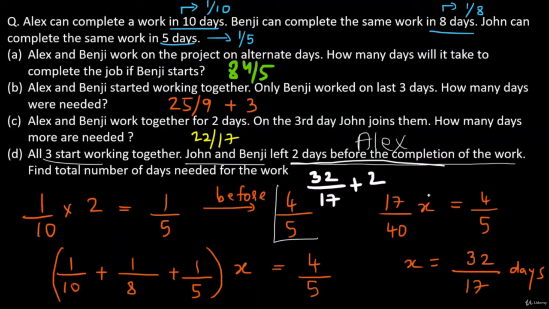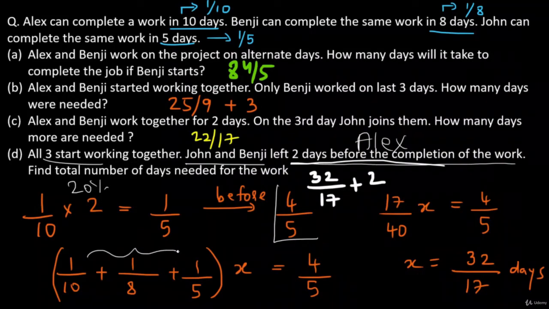Now, we can do this question also using percentages, right? Now, how do we do that? On the last 2 days, Alex is working 10% and 10%. That's a total of 20%. So, before John and Benji left, they should have completed 80%, right?